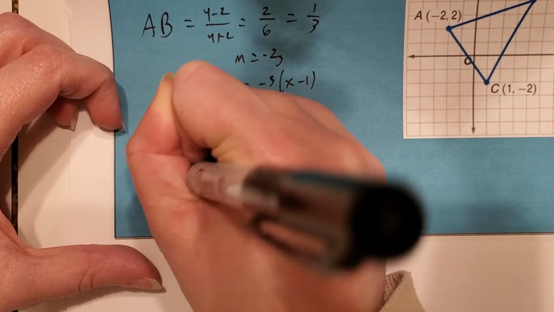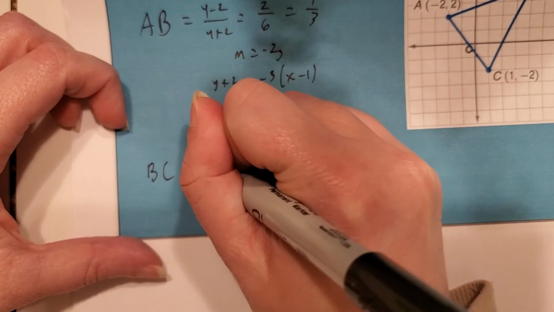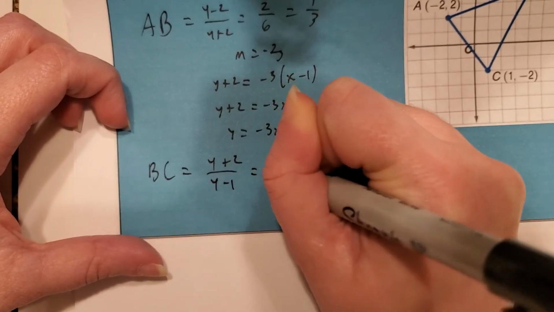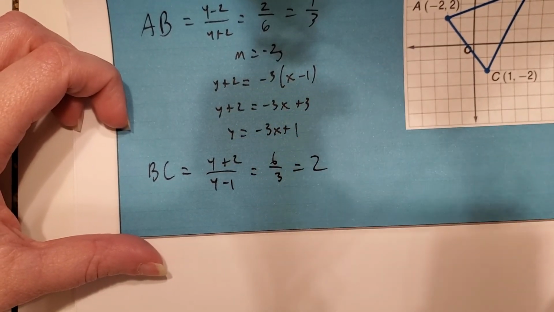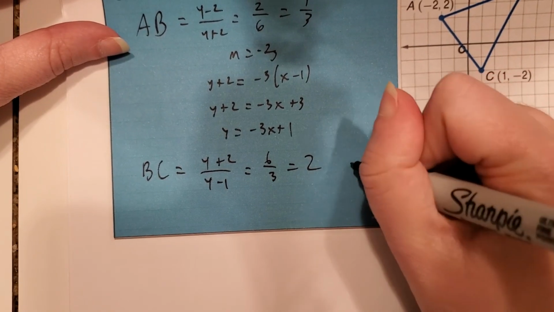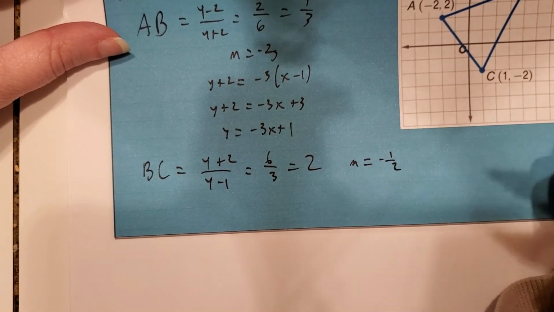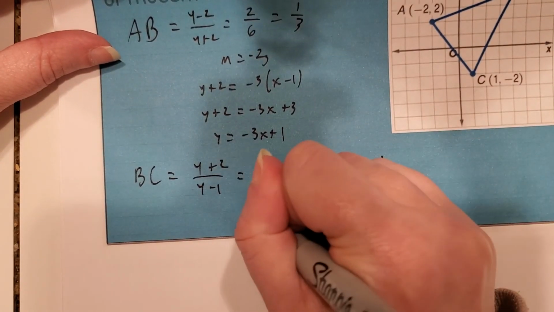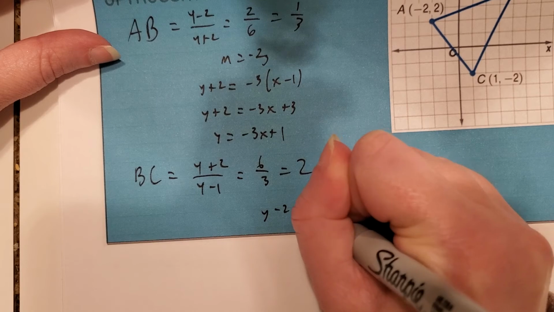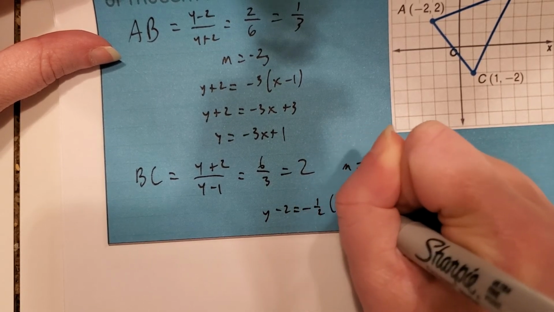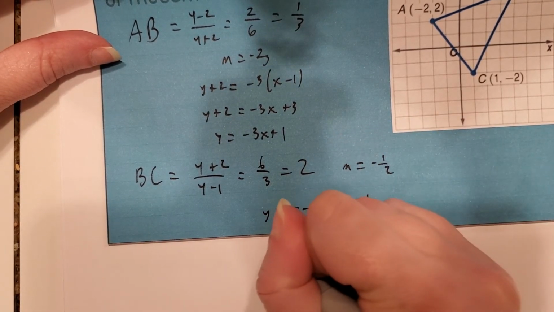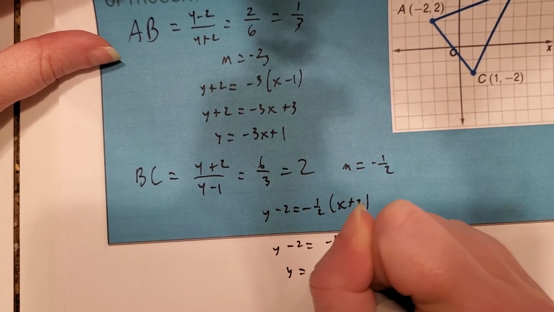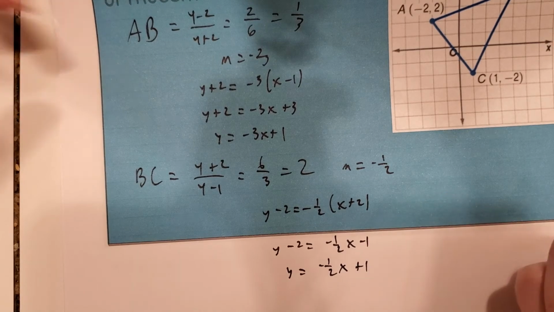Let's go to BC. The slope is, that's the slope of BC. Opposite reciprocal is -1/2. And it's this slope that passes through this point. So y minus 2 is equal to -1/2 times x plus 2. All right, that's another altitude.